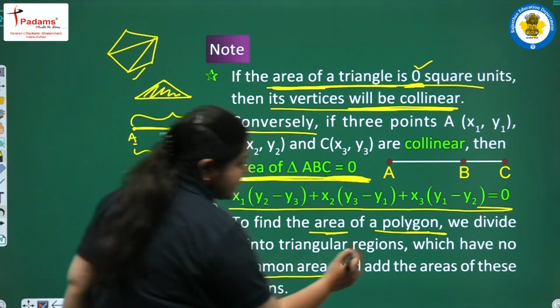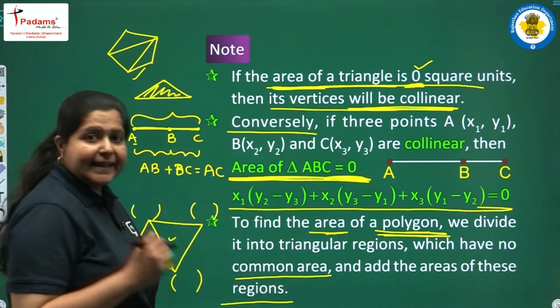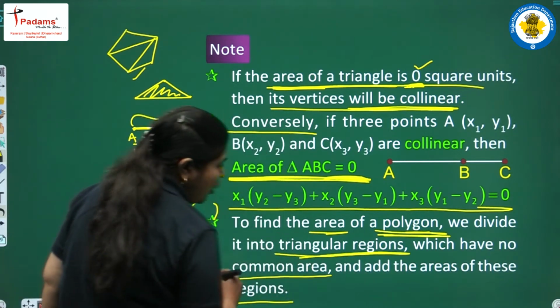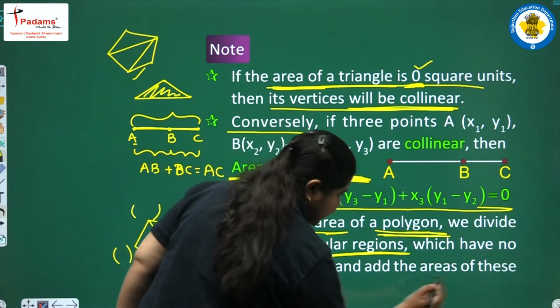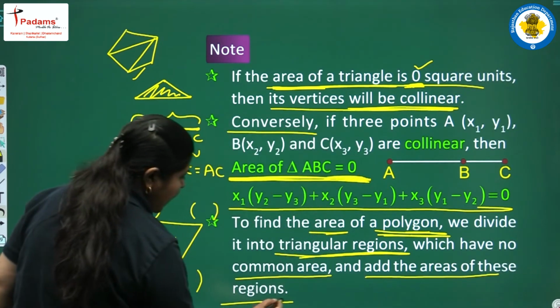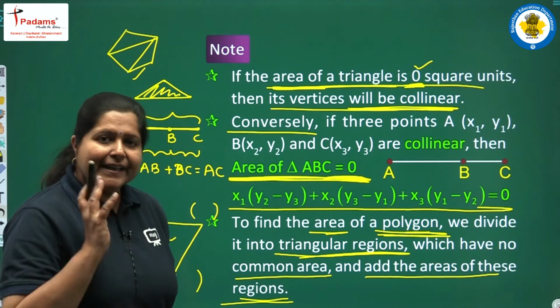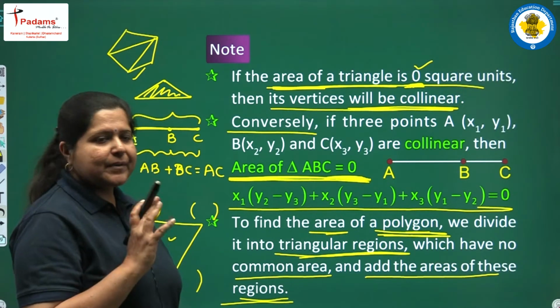तो इस तरह से किसी भी पॉलीगन का आप एरिया निकाल सकते हैं, उसे डिवाइड करके ट्रायंगुलर रीजन्स में, और फिर उनका एरिया फाइंड आउट करके ऐड अप करके आपको पूरे पॉलीगन का एरिया मिल जाएगा. क्लियर? Now we move up to some other examples from your book.